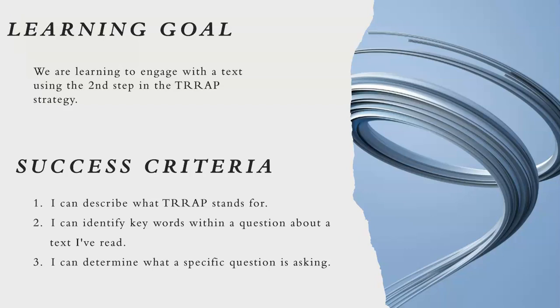Today, our success criteria are, one, I can describe what TRRAP stands for, same as yesterday. Except this time, our second I can statement is I can identify keywords within a question about a text I've read. And three, I can determine what a specific question is asking. As long as we can keep those I can statements in mind, hit those along the way, I think you will have mastered the second step in our TRRAP strategy. So let's check out what TRRAP stands for and then move on to that second step.